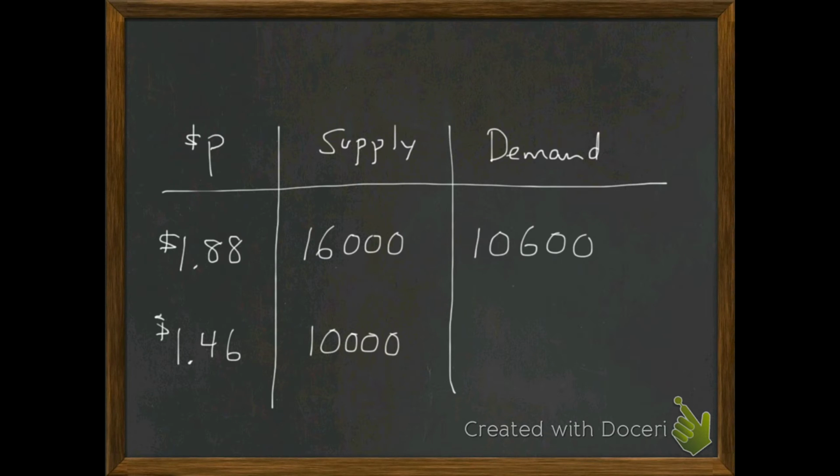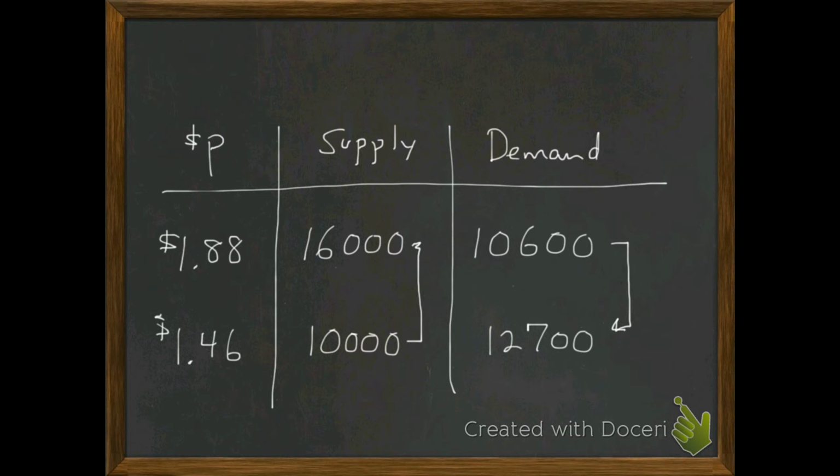Why? Well, producers aren't willing to produce as much when they don't get as much for it. And the demand increases to 12,700. Now, why is this value increasing? Well, the price went down, and people are willing to buy more. Why did the supply go up the other way? Well, we increased the price, so manufacturers are willing to produce more.